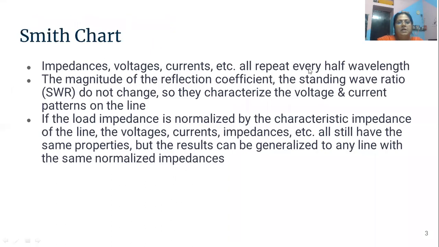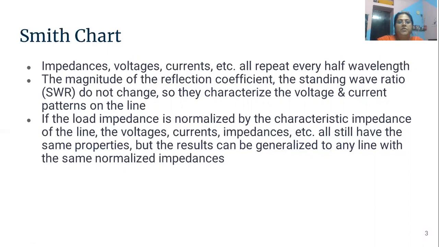Now let's discuss the Smith chart. It is mainly used to find the values of impedances, voltages, currents, etc. All repeat every half wavelength. So we can find the values of impedances, voltages, currents, reflection coefficients, and standing wave ratio at various wavelengths. These wavelengths are functions in terms of lambda by 2.